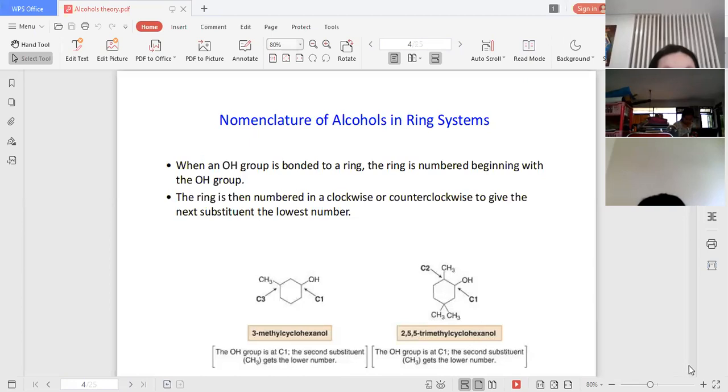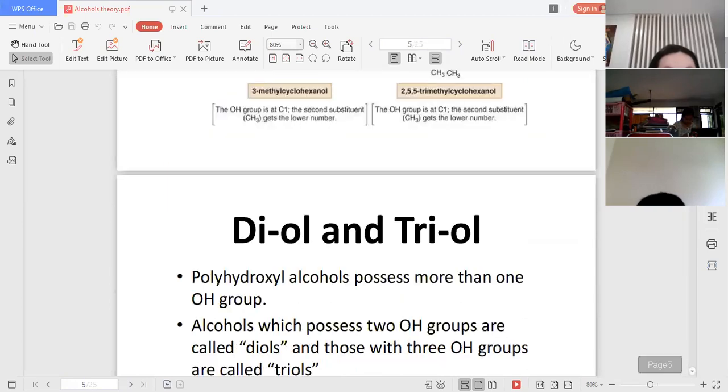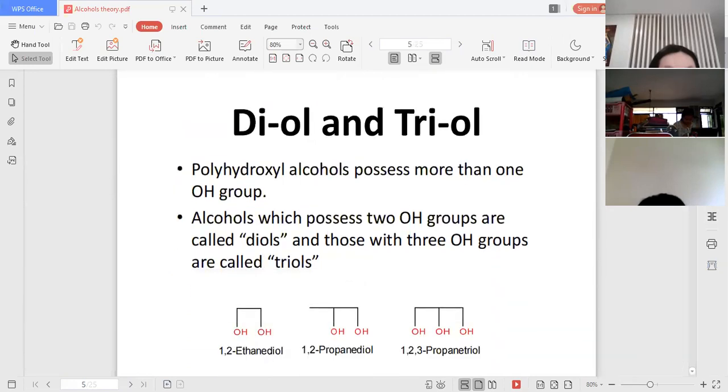And then next, now for diol and triol. How come diol and triol? Where does it come from? If we recall from the chapter alkene, last month we studied about alkenes.